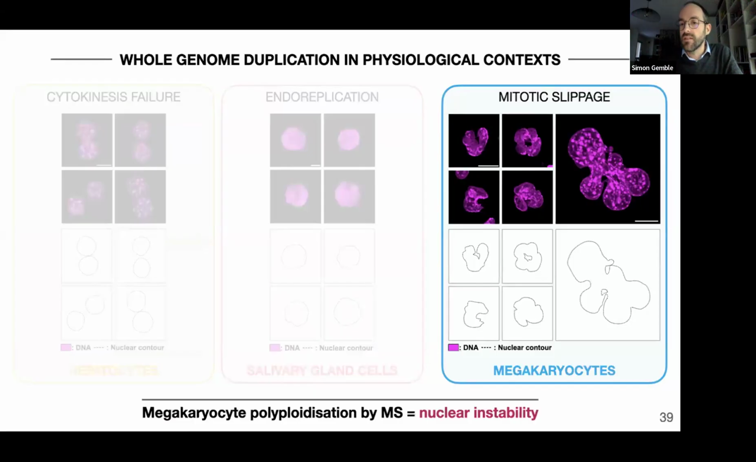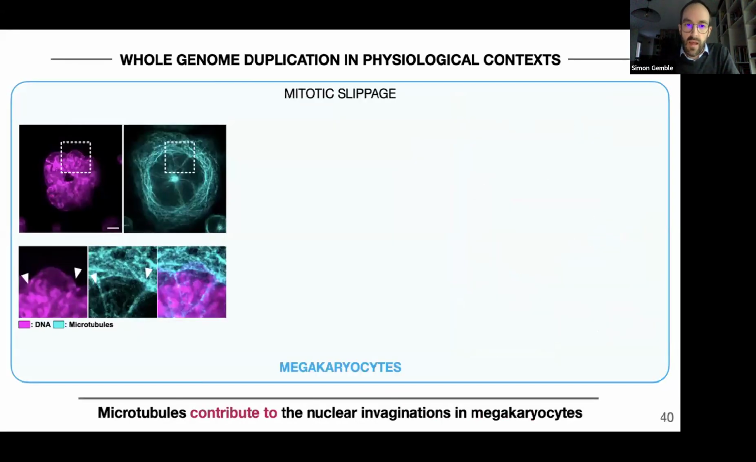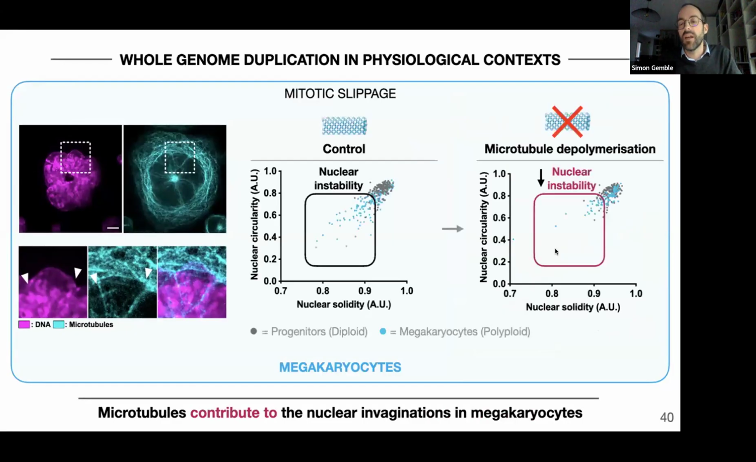And we thus decided to focus on these nuclear deformations because they were described, but the molecular mechanism was never identified. Since the nuclear deformations were somehow similar to what we observe in human diploid cells upon mitotic slippage, we first analyzed microtubules to see if they could be involved. Again, we observed microtubules close to the nuclear deformations in megakaryocytes, and we found that microtubule depolymerization was sufficient to decrease nuclear instability in this context.